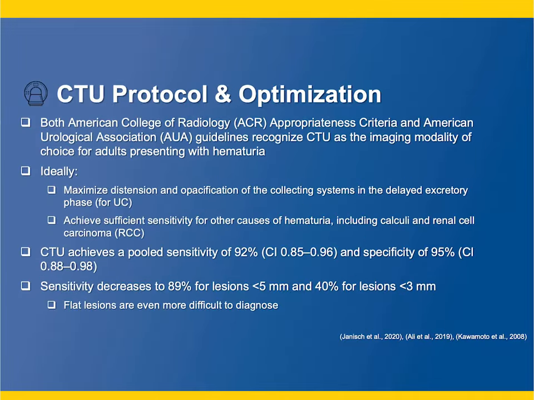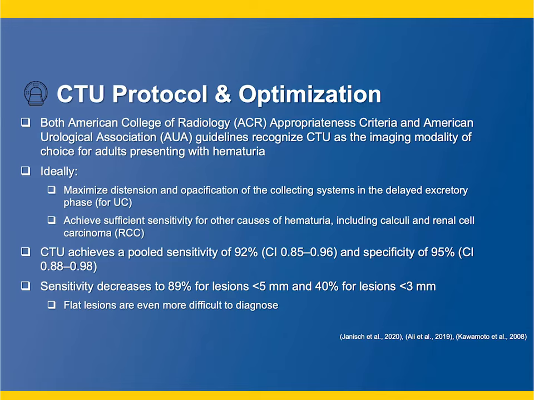The ACR appropriateness criteria and the AUA guidelines, again, represent the key organizations that deal with kidney disease, and all of them recommend that CT be done. Ideally, maximize distension and opacification of the collecting system. Delayed phase imaging, I typically like at about 5 minutes. If you start going longer, people do 8 or 10 minutes, you have a lot of beam hardening, and you can hide tumors or overcall tumors.